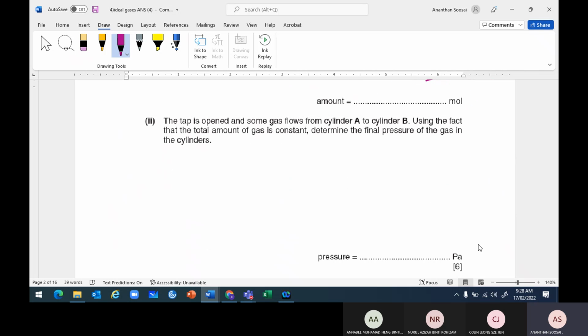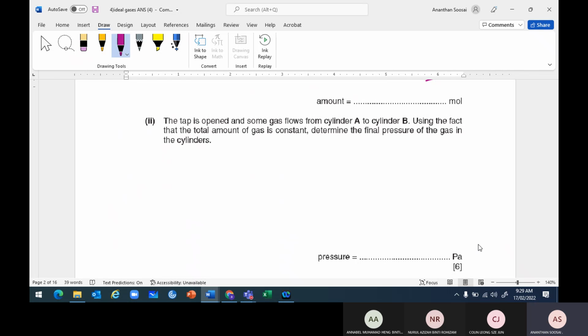Okay, now. Come on. How do you solve this? The tap is open. The pressure between the two, A and B, is it the same? Can it be the same? The pressure A and B cannot be the same. Why can it not be the same? Because they have different amounts of mole, right?